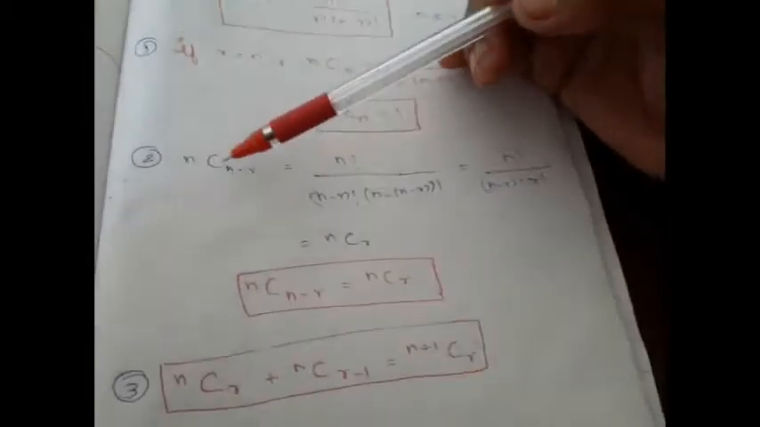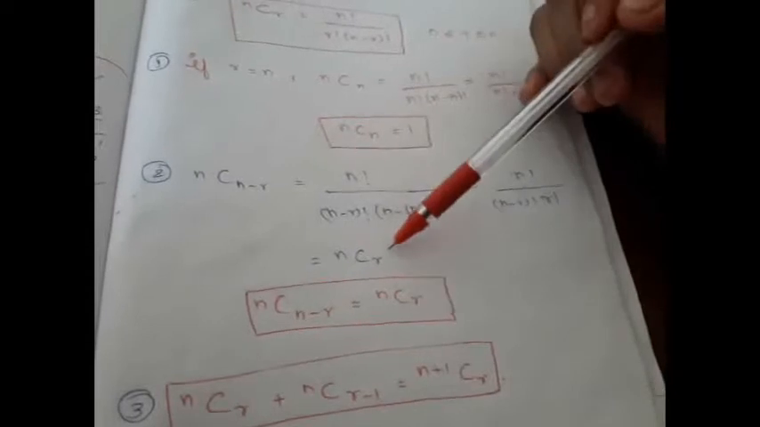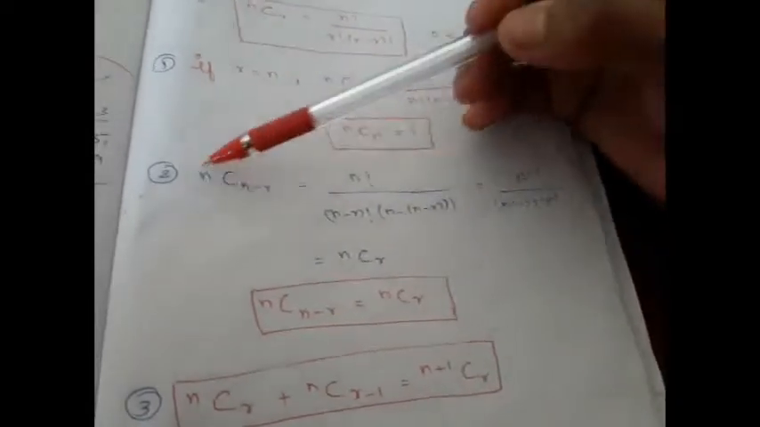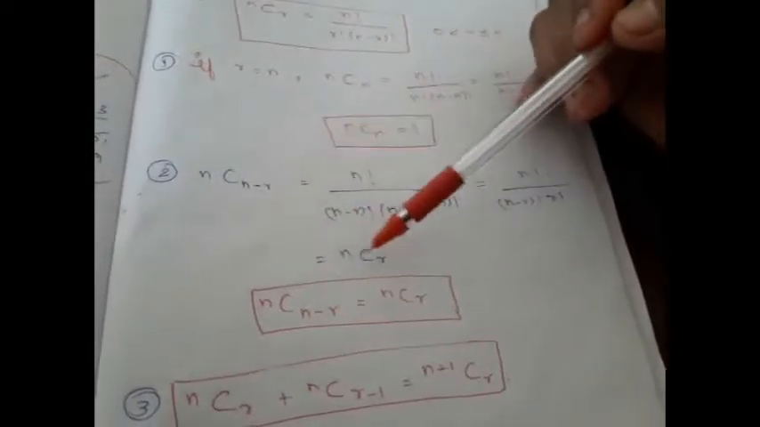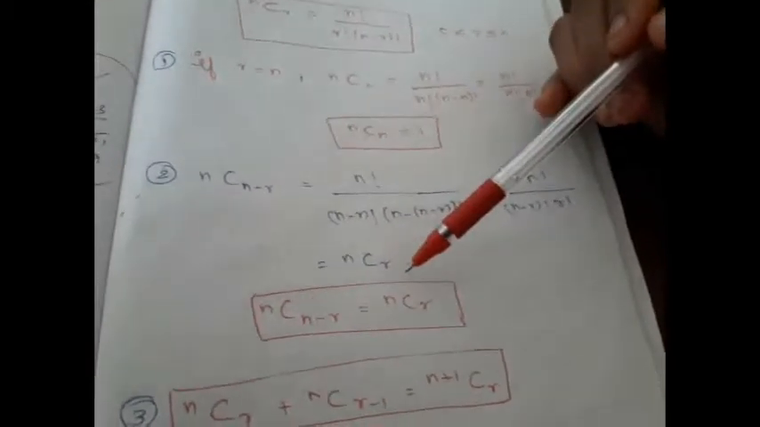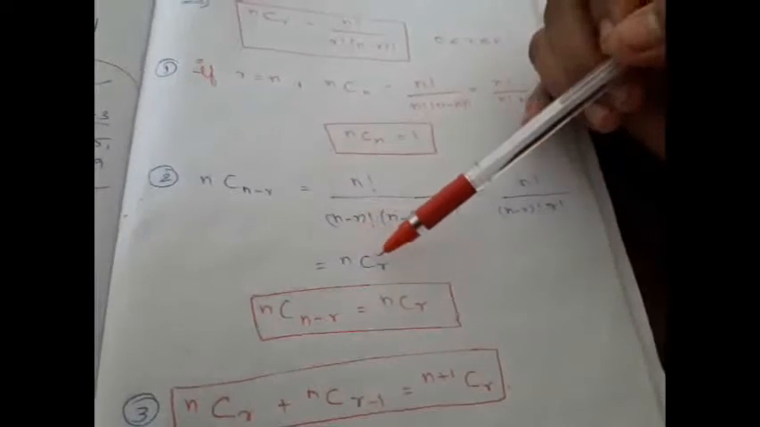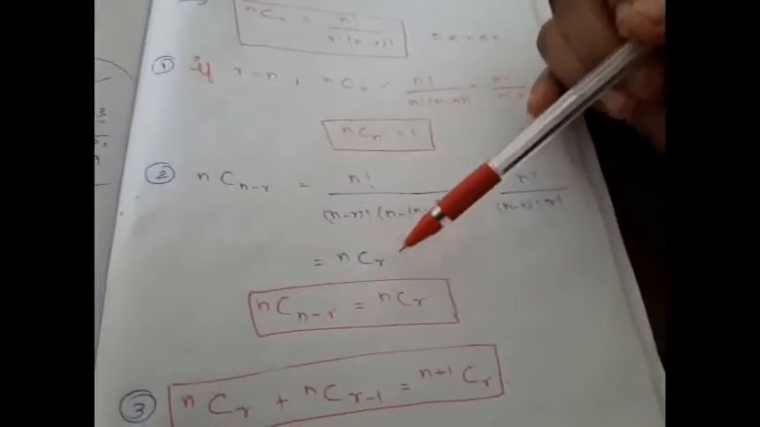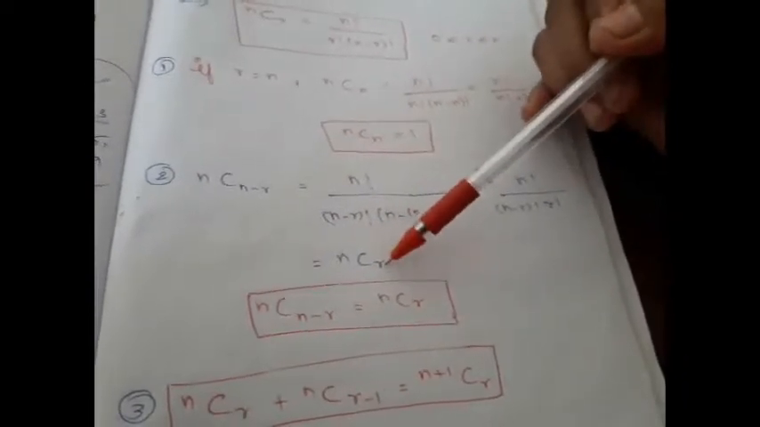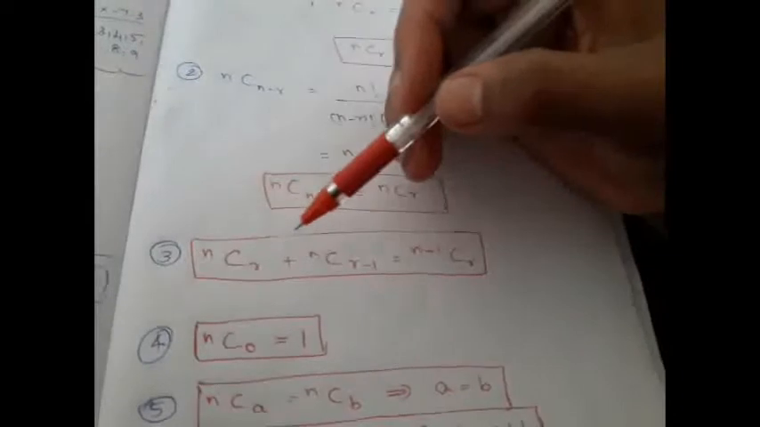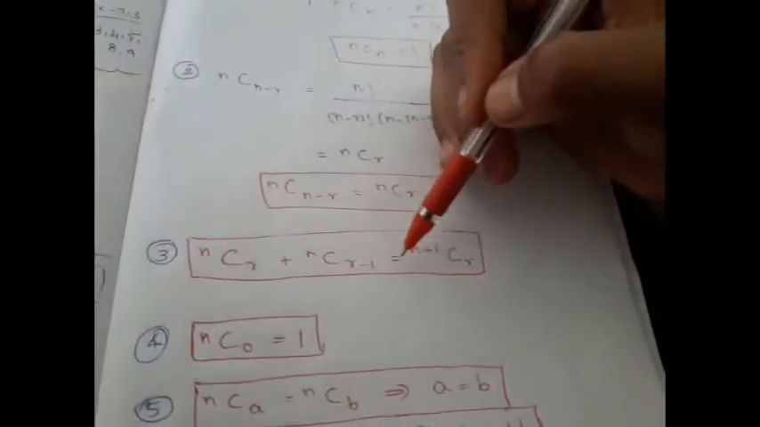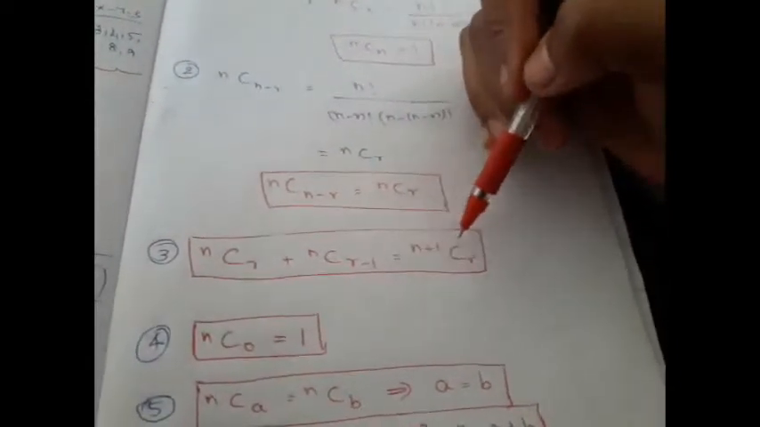Then what is nC(n minus r)? Again, if you substitute in the formula, we arrive at nCr. nC(n minus r) is the same as nCr, right? nC(n minus r) is equal to nCr, which means selecting r objects at a time is the same as deleting (n minus r) objects, right? Then nCr plus nC(r minus 1) is equal to (n plus 1)Cr.